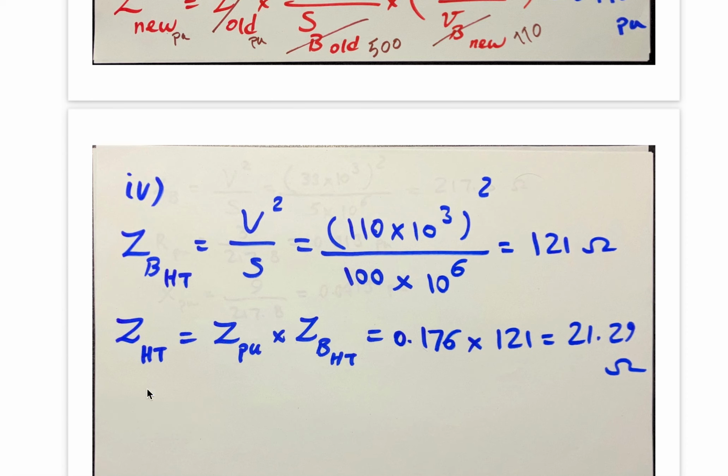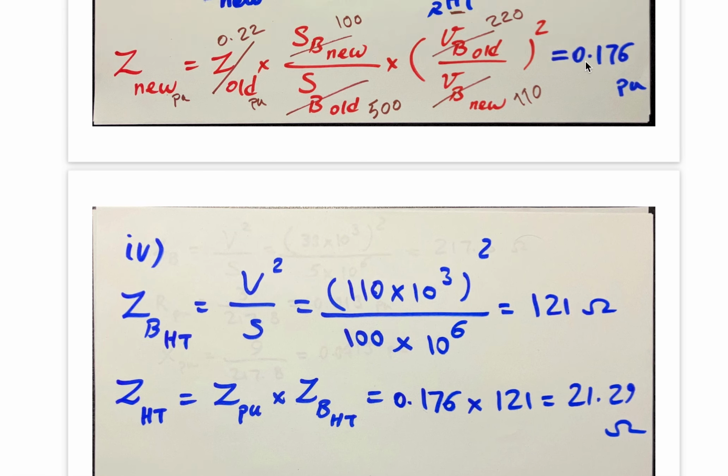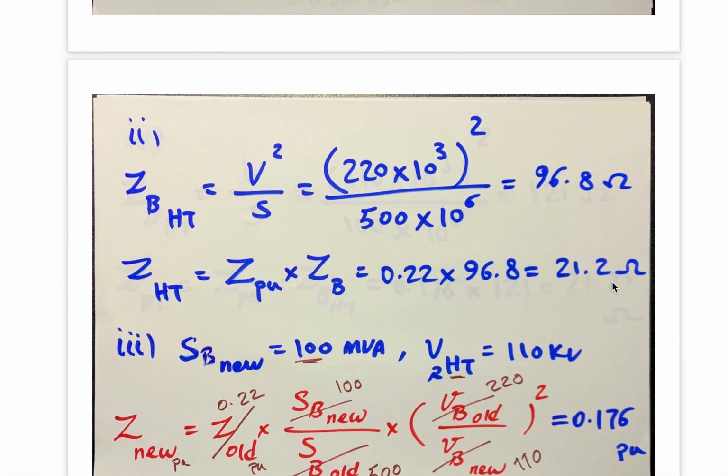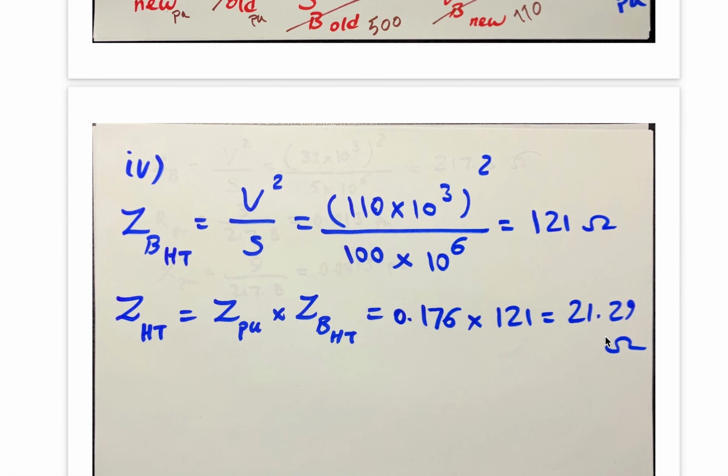Now, the actual ohmic impedance on the high tension side equals the new per unit, which is 0.176, multiplied by the new base on the high tension side, 121, and you get 21.29 ohm. Just to verify if this is correct, this should be more or less the same as what you got in section 2, 21.2, and here 21.29. That is the difference is because we had some approximations in our calculations. Okay.